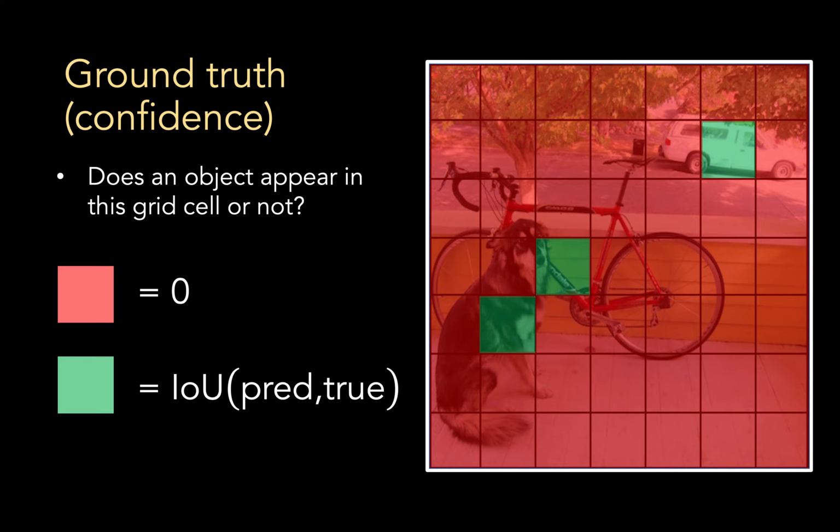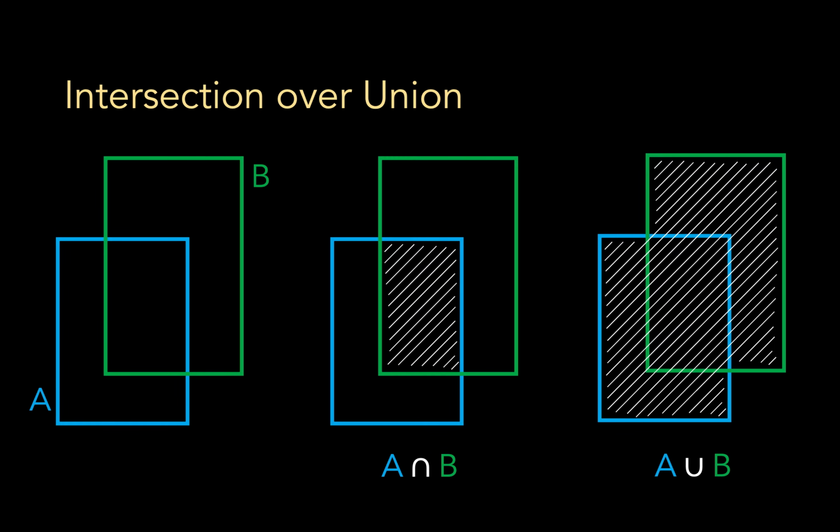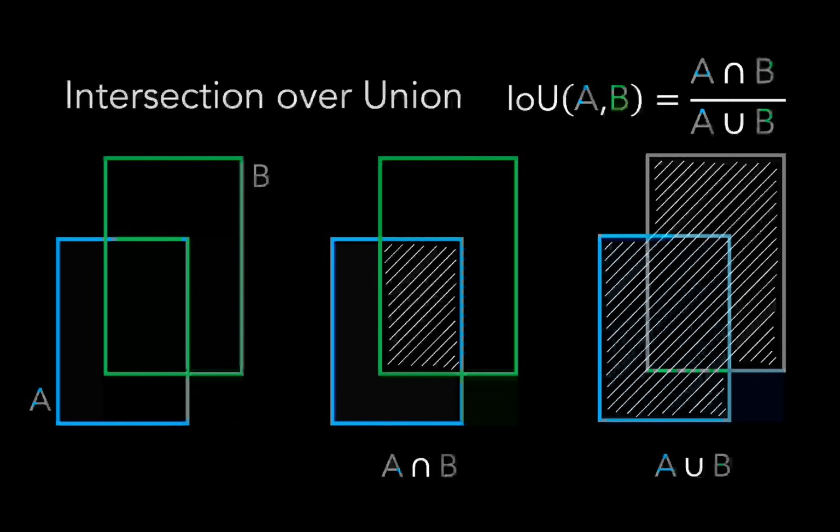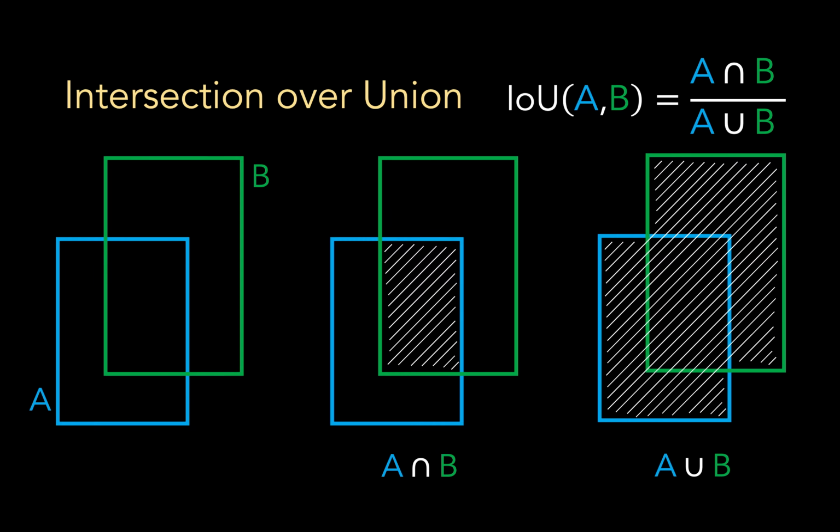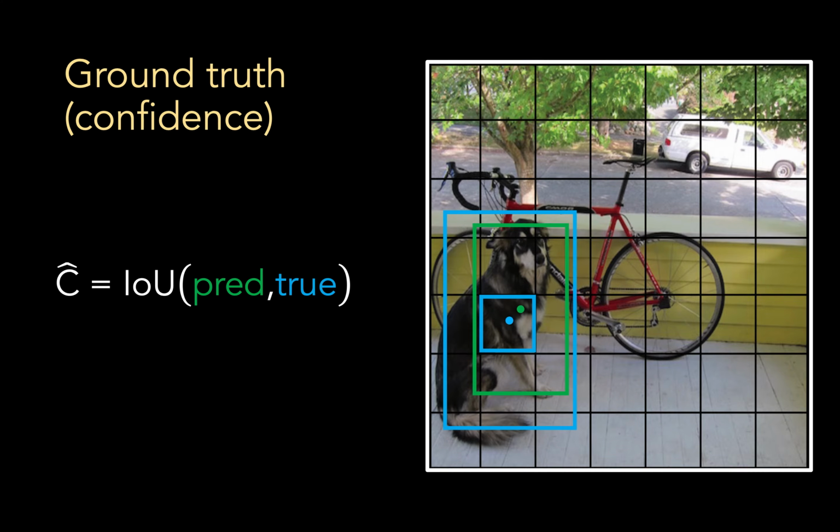Just to review what intersection over union means, the intersection between 2 sets, or 2 boxes in this case, is the area of the shared region. So it's the middle figure here, while the union is the combined area of both of the boxes without double counting the overlap. So the intersection over union of A and B is then simply the intersection divided by the union. So it's essentially a measure of the degree of overlap between 2 boxes or sets more generally. So the ground truth confidence is simply the IOU of the predicted and ground truth boxes.